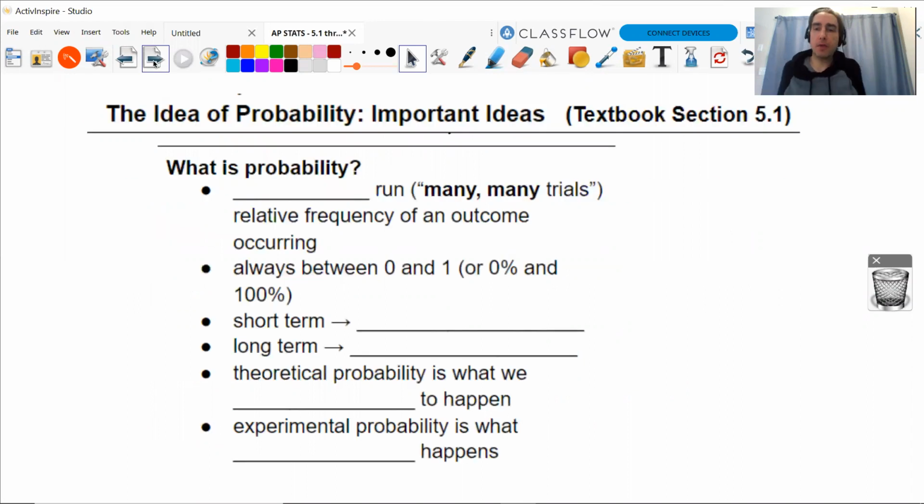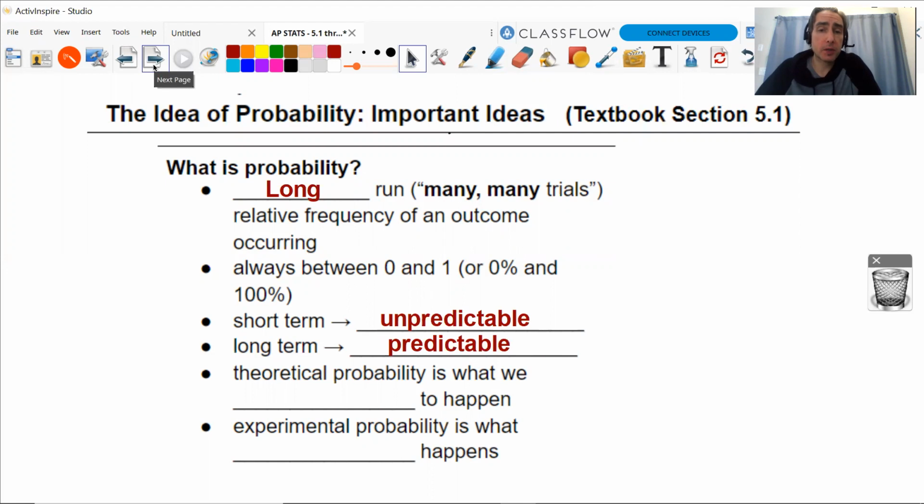So let's summarize a few things we learned in this little video. The probability, what is it? Well, it's the long run relative frequency percentage of an outcome occurring. It'll always be between 0 and 1. In the short term, it's very unpredictable. Like we saw, take one shot at 100%. That's obviously not a good indicator of what I could actually shoot. In the long term, though, it is predictable.